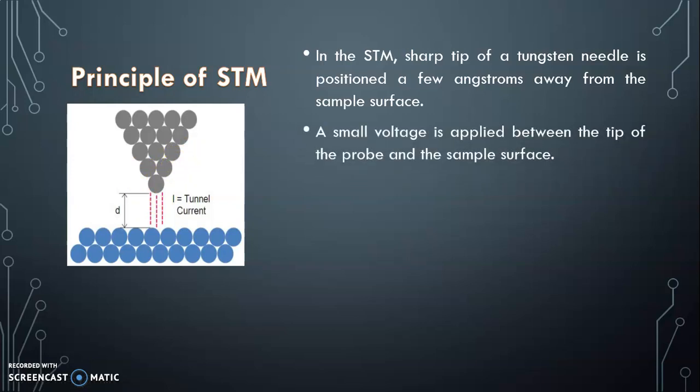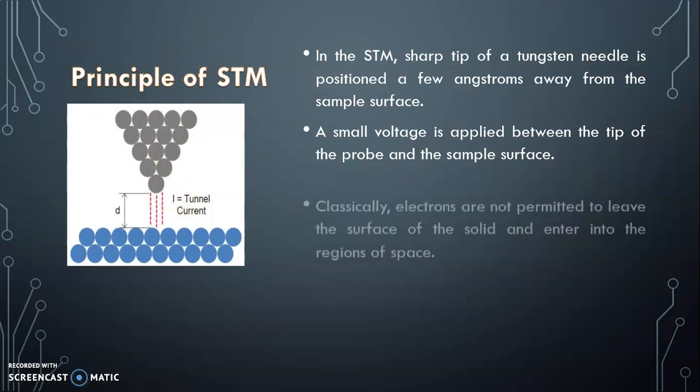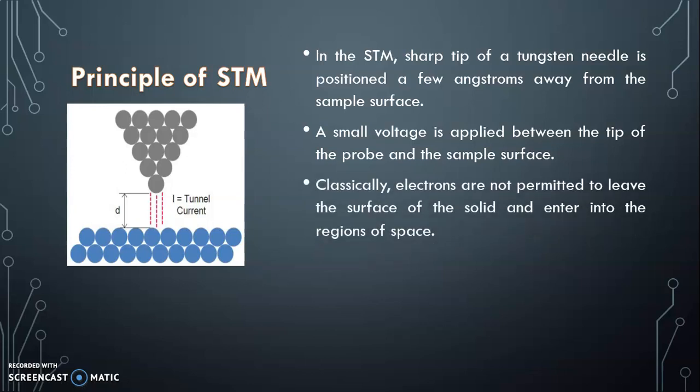A small voltage is applied between the tip of the probe and the sample surface. So here we applied a small potential. A small potential is applied in the order of 3 volt. Classically, electrons are not permitted to leave the surface of the solid and enter into the region of space. That we already know, that from this tip, electrons could not come to the surface and come back because there is a gap.